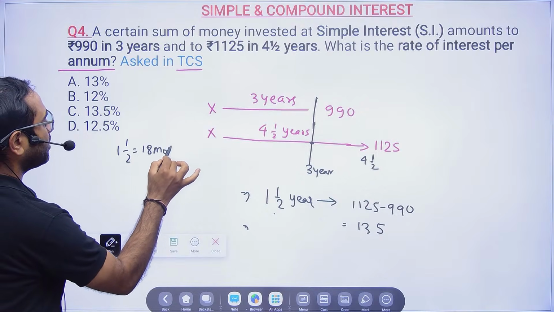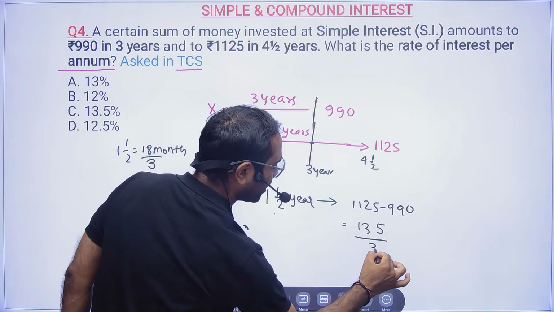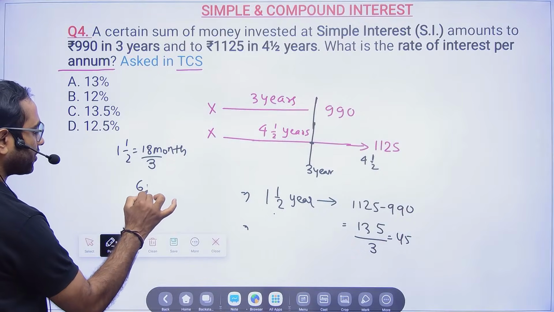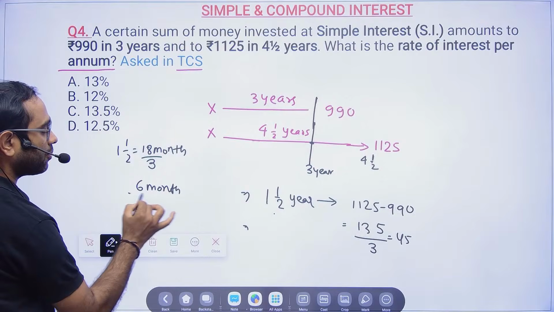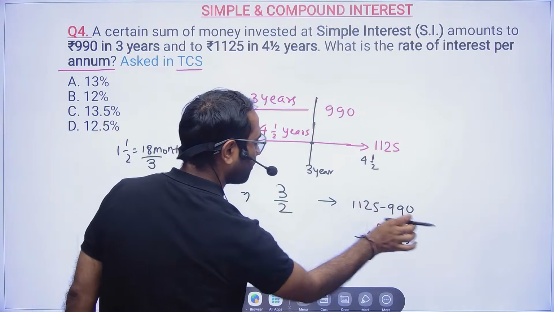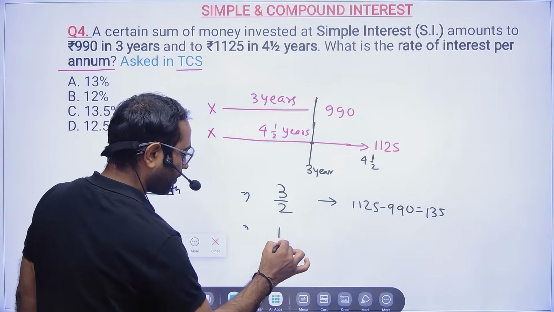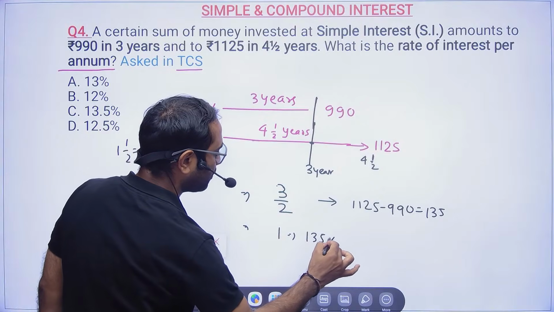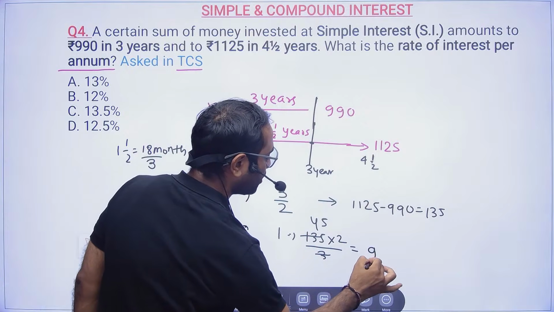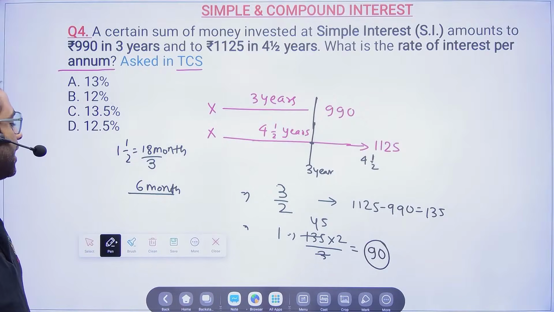18 months, if you divide by 3, then it will be 6 months. So if you divide by 3, then it is 45. So 45 for 6 months. Then for 1 year it will be how much? Or you can also do it like this, for 3 by 2 years, that is 1.5, the interest is 135. So for 1 year it will be 135 into 2 by 3. You can do it like this also, however you are comfortable. So we got to know the interest is 90 rupees, right?